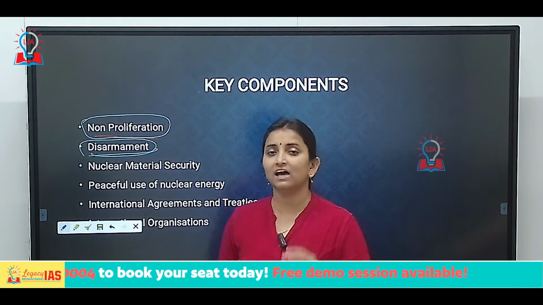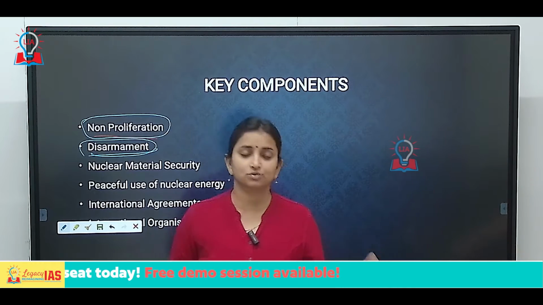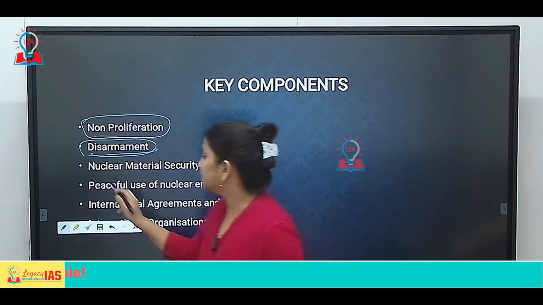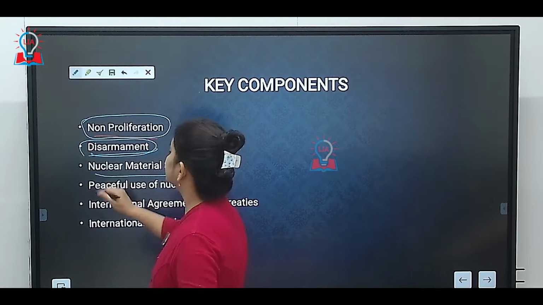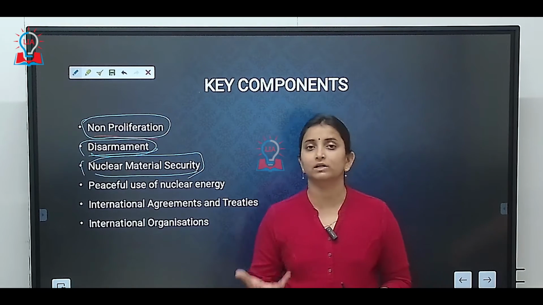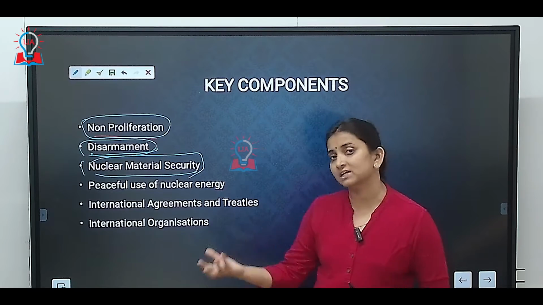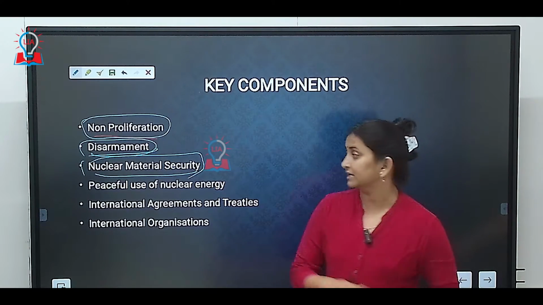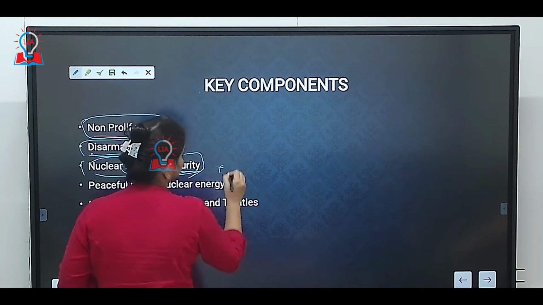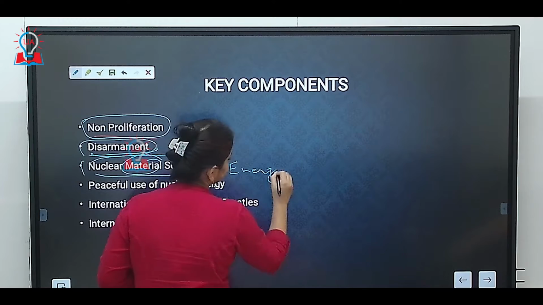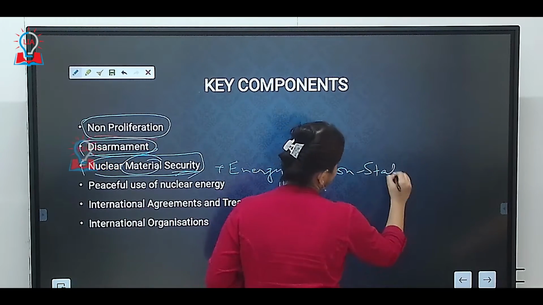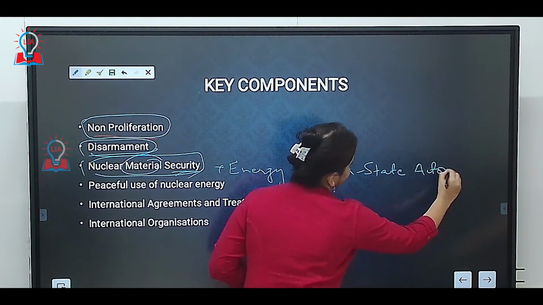That means if you are having a nuclear missile, you need to shift its usage towards nuclear energy. Third important component is nuclear material security. Nuclear material security means whatever nuclear fuel is existing, you will be utilizing it for energy and not for armament. So it is the safety and security of nuclear material. The first security is its use in energy, and the second security is it should not shift into the hands of non-state actors, such as terror groups.